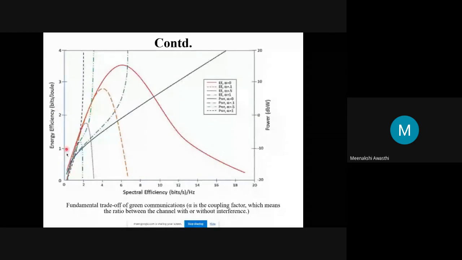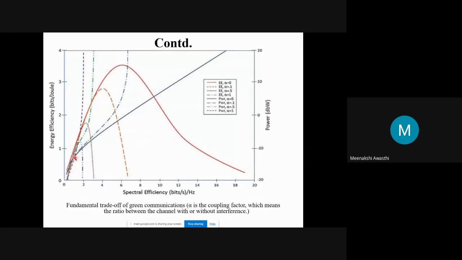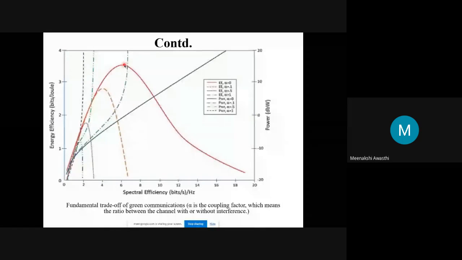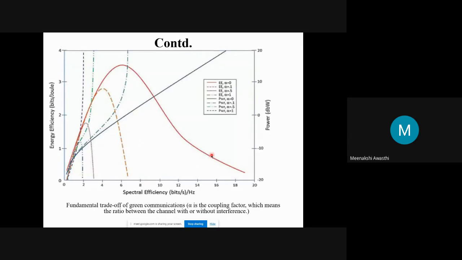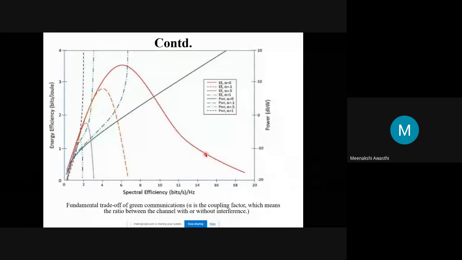So from the first, red graph, you can see that as you increase the spectral efficiency, energy efficiency increases up to a certain point, but after that it starts decreasing. So the important point that comes out is that we have to find a trade-off between spectral efficiency and energy efficiency for a system. So moving again backward.